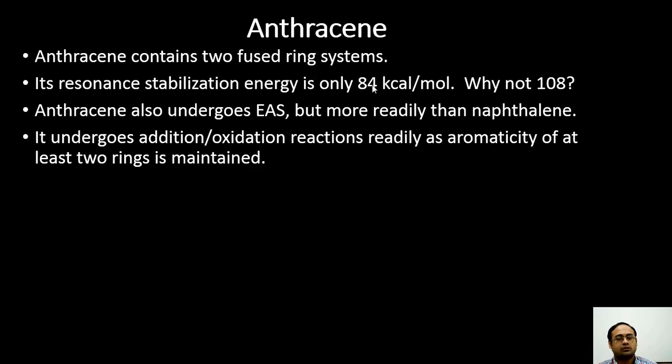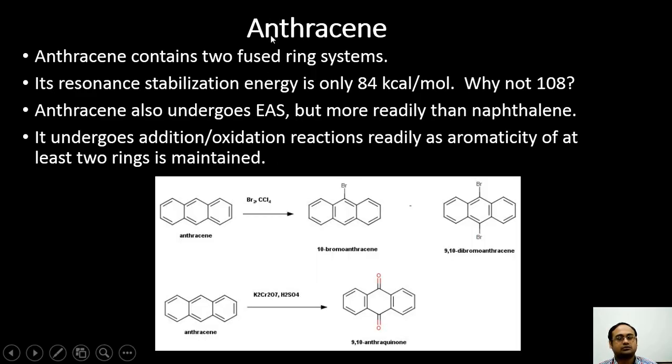And therefore, it will also undergo electrophilic aromatic substitution more readily than naphthalene because of a lower stabilization. And it will undergo addition and oxidation reactions readily, so that aromaticity of at least 2 rings is maintained. So here are some of the reactions of anthracene where if it is brominated, it will get substituted at this and this position, whereas if you treat it with a strong oxidizing agent, the central ring will get oxidized so as to maintain the aromaticity of both the terminal rings, and this compound is known as 9,10 anthraquinone.